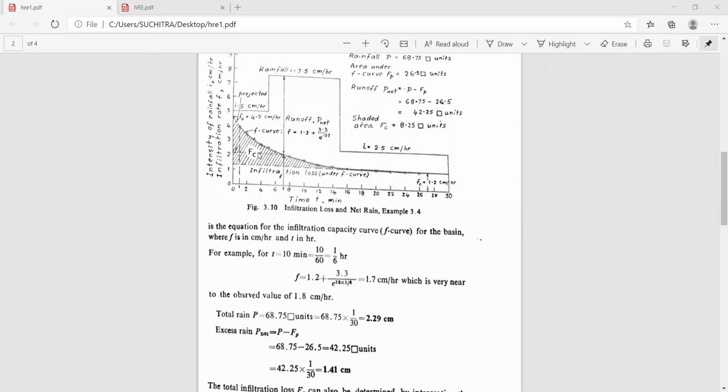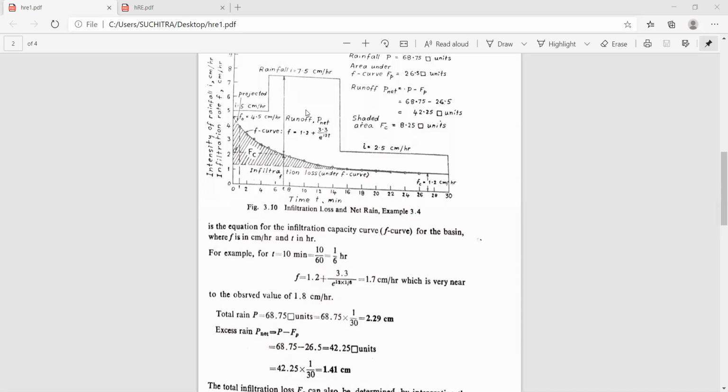On this bar graph, if you superimpose the rate of infiltration, that is the rate of infiltration in centimeters per hour versus time in minutes, this is the curve, the exponential curve. Initially the rate of infiltration is high, and as the time progresses, it decreases exponentially and attains a constant value. This curve is known as the f curve or Horton's infiltration curve.